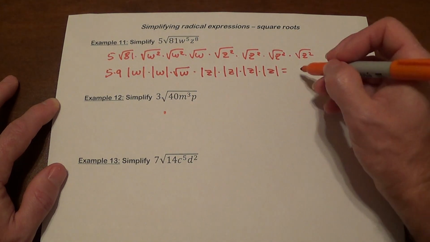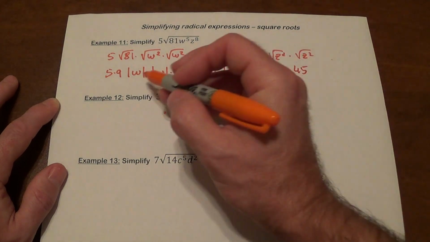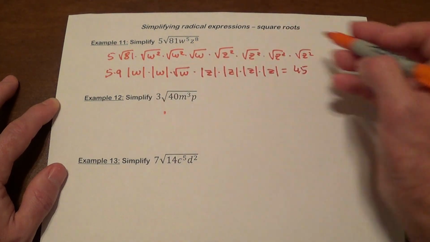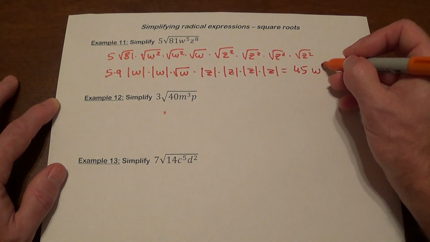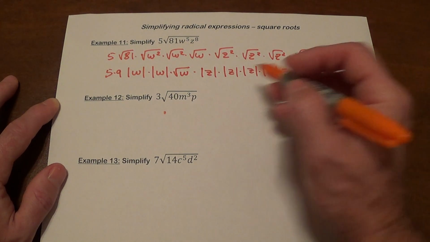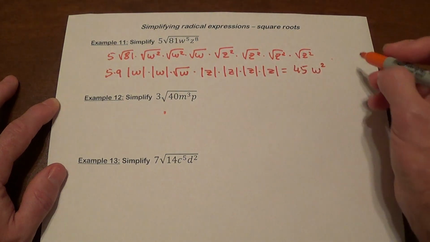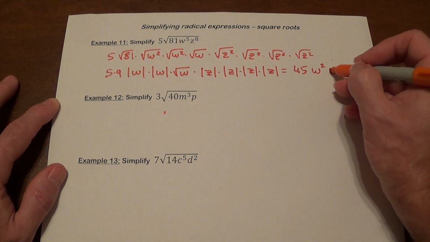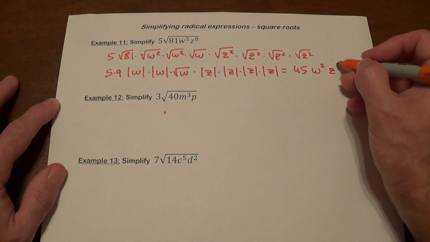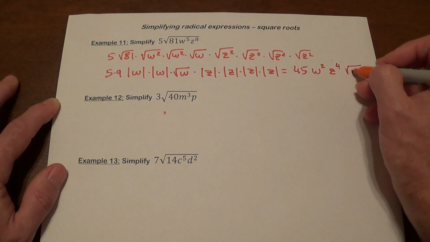So what is this going to give us? It's going to be 45. Multiply the absolute value of w times the absolute value of w. No longer need the absolute value of w. I'm going to put this radical at the end. Z, 4 of them. It's an even exponent. You don't need the absolute value anymore. And it's going to be z to the fourth times the square root of w.